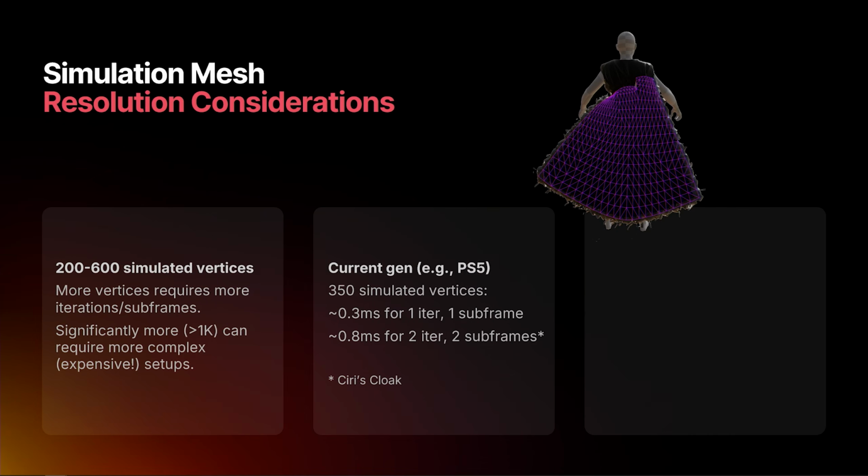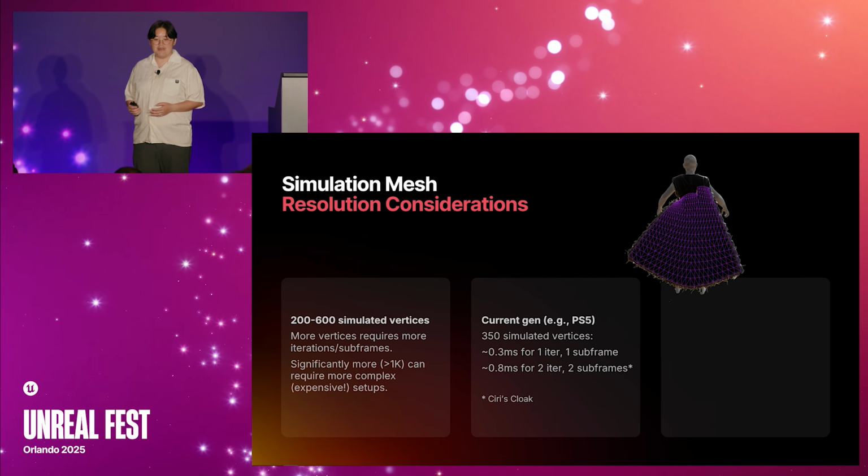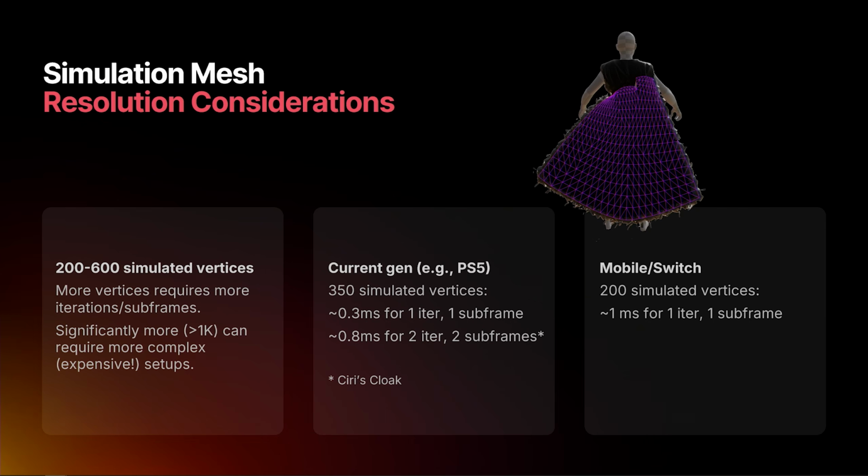For setups with a typical level of features for cloaks and capes and things like that, we tend to recommend around 350 simulated vertices. This allows for enough degrees of freedom while staying in a half to 1 millisecond range on current generation hardware. I also wanted to highlight that for 5.6, we've done some optimization targeting platforms such as mobile, and have found that around 200 simulated vertices works well, coming in at around 1 millisecond per frame on these platforms.